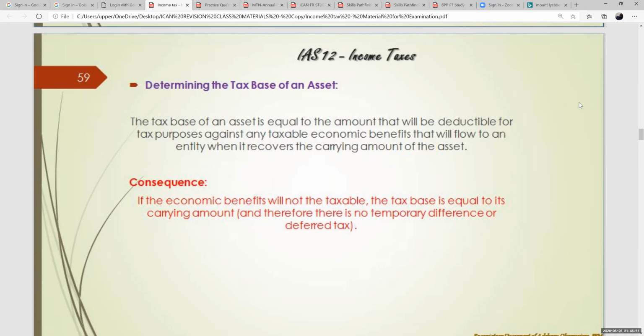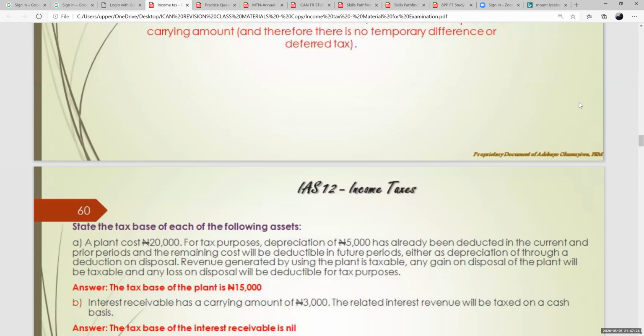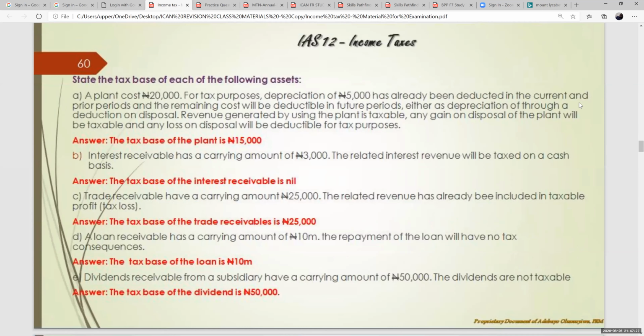And that is similar to the principle we adopted for an asset. Whenever we have an asset where the income will not be taxable, at every point in time, you must ensure that the amount of its tax base will always be the same as the carrying amount. Now, that leads us to simple examples, which I can just briefly show you, and that will assist you to solve the main question that I gave to you in your practice question.